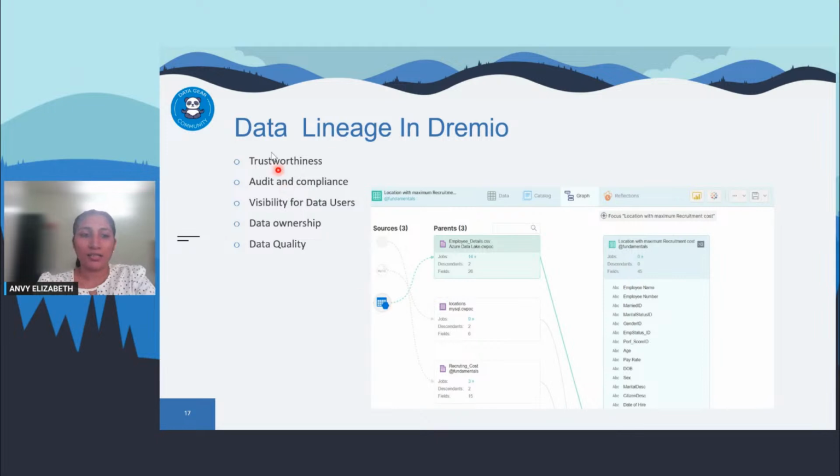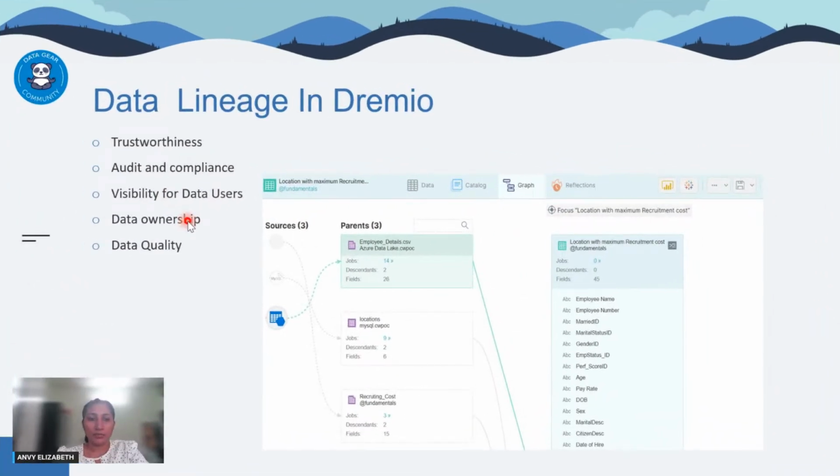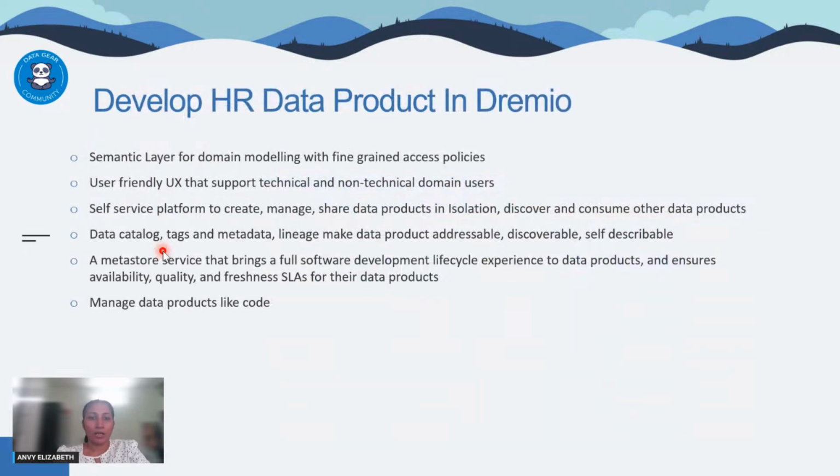So this increases the trustworthiness of your data product, audit and compliance for your data product, and visibility for your data users, the ownership of the data is visible, and also the quality of the data. This is how the data lineage in Dremio helps to build a data product. So, developing an HR data product in Dremio. This leads the team, or us, to think about how we can develop an HR data product in Dremio.